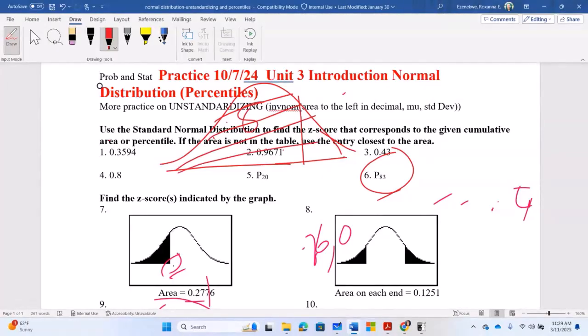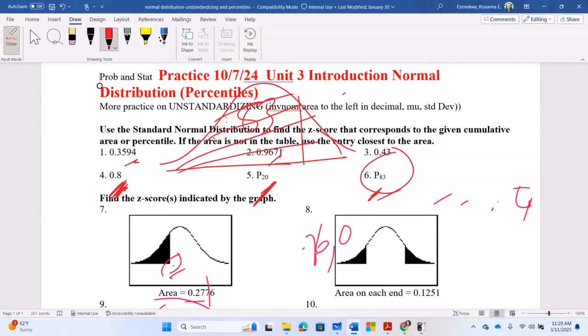So this area inside the normal curve is 0.83. If I'm told to find the area to the left, and that's what it means, P83, find the 83rd percentile. P20, find 20th percentile. This is still the same thing as P80. P35 and so on. So they are percentiles.